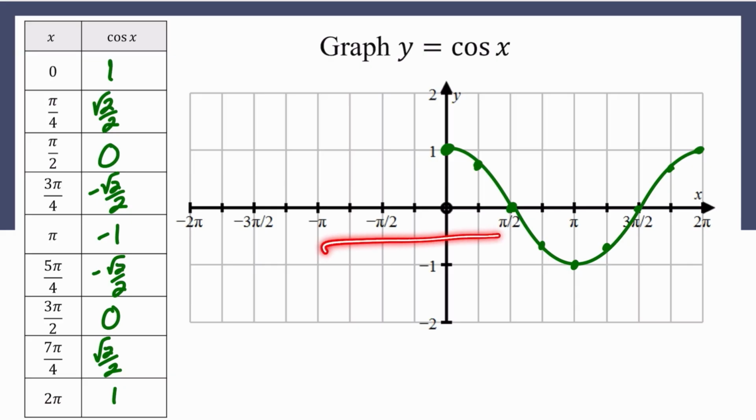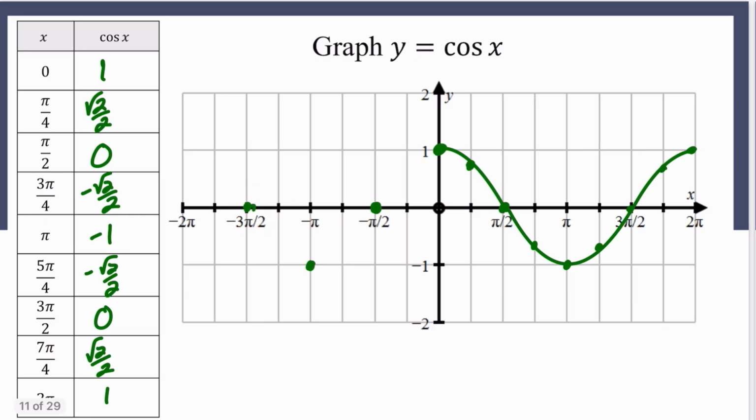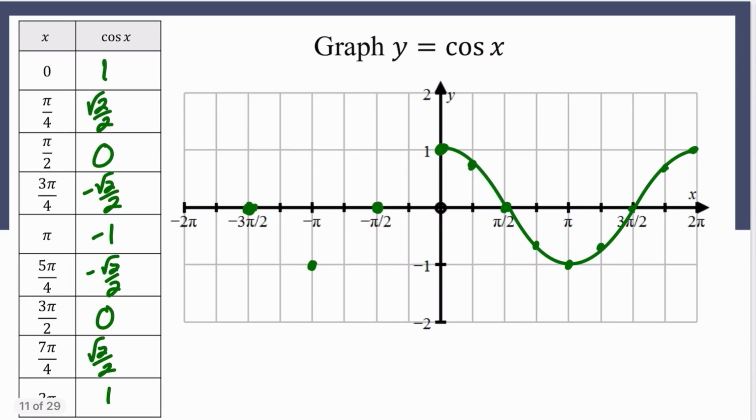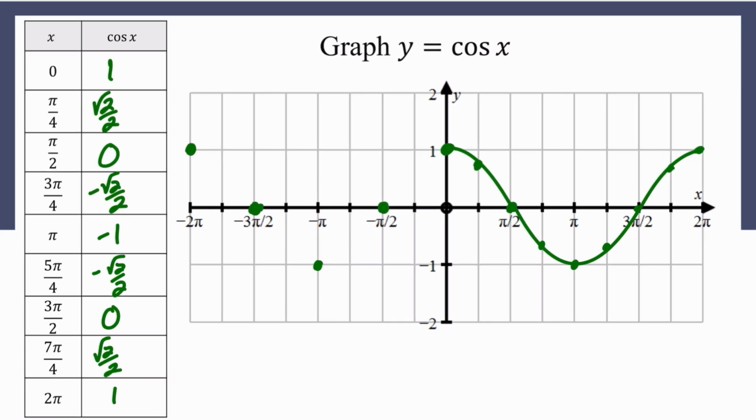And then if we were also to go to the left and consider the cosine of negative pi over 2, well, that would be 0. And then the cosine of negative pi is -1. The cosine of negative 3 pi over 2 is 0. And then the cosine of negative 2 pi is 1. Connect the dots, and we get that curve.